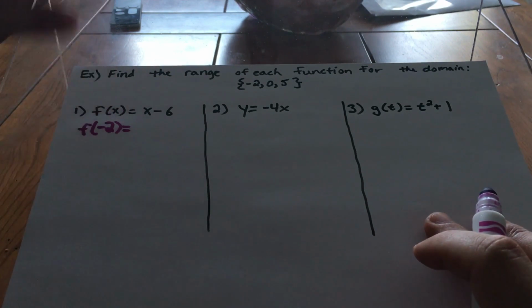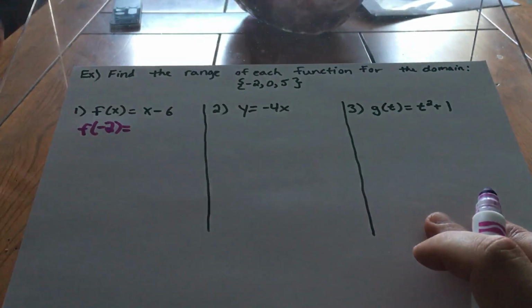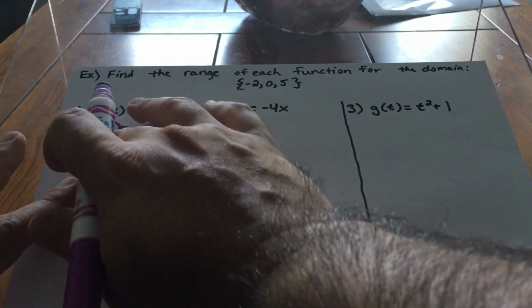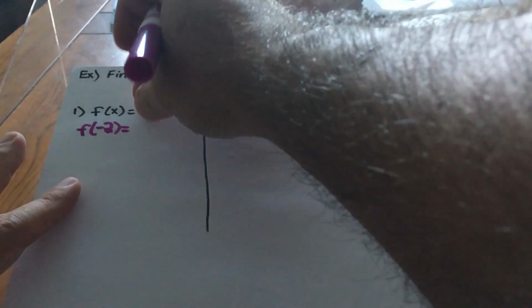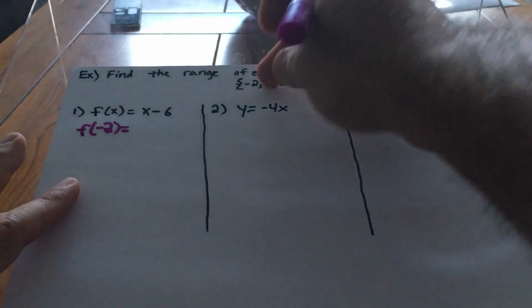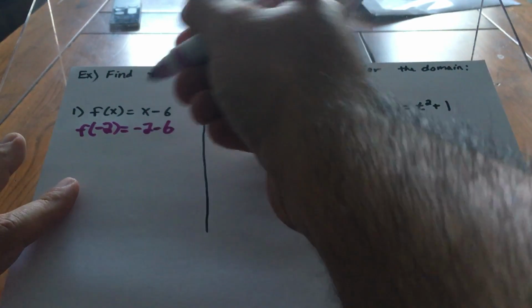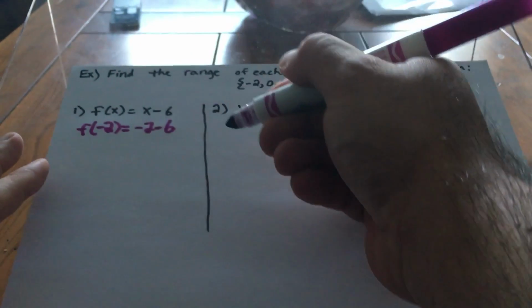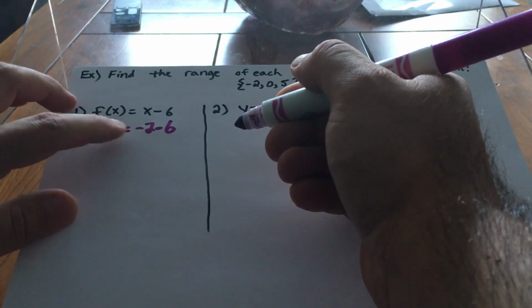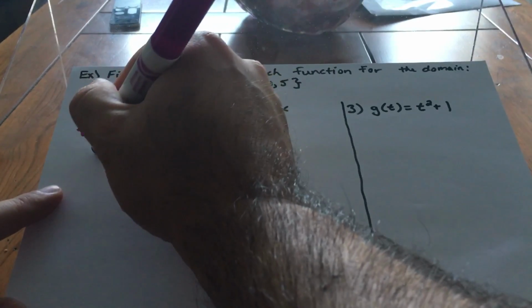That is the same as saying, well, y is equal to this, all right? So f at -2 is equal to, now we're going to grab the other x, we're going to take it out, and we're going to replace it with -2. So f at -2, that's how you read that. F at -2 is equal to -2 minus 6.